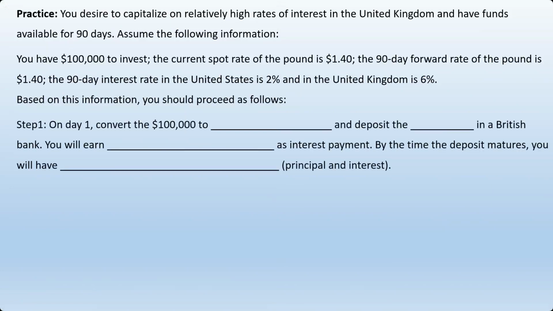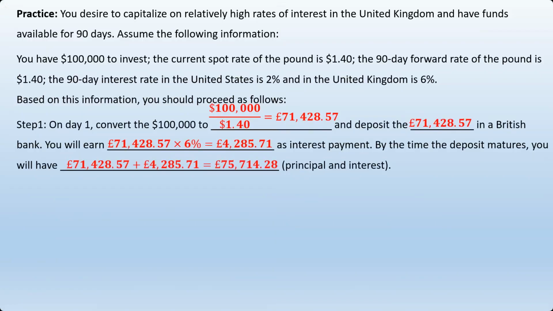And then what we're gonna do is first convert 100,000 US dollars to British pound. And what we have is 71,428.57. We're gonna deposit this amount of British pound in the bank. We earn 6% return. So when the deposit matures, our total amount of British pound is 75,740.28. I think for this step, there's no problem with that.